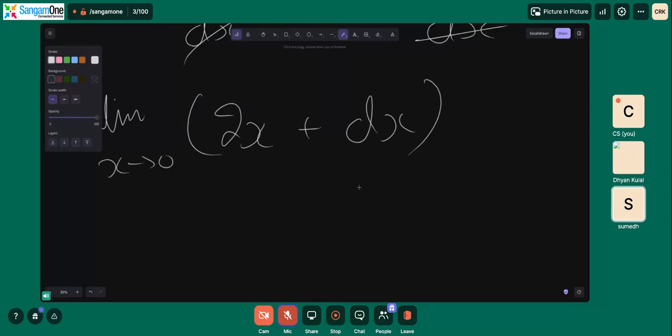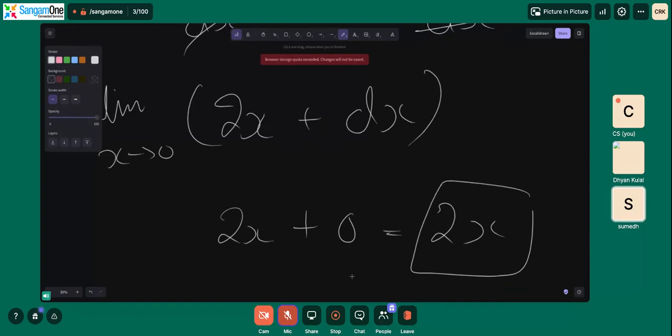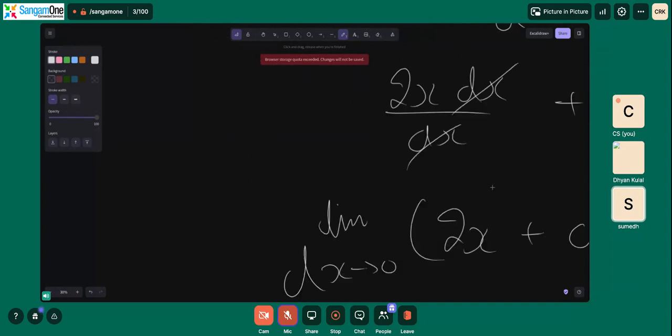Now if I apply 0 here, dx tends to 0, what value do I get? 2x. So I get 2x. I hope it is clear. The limit was defined for dx, so dx becomes 0 and I get 2x.